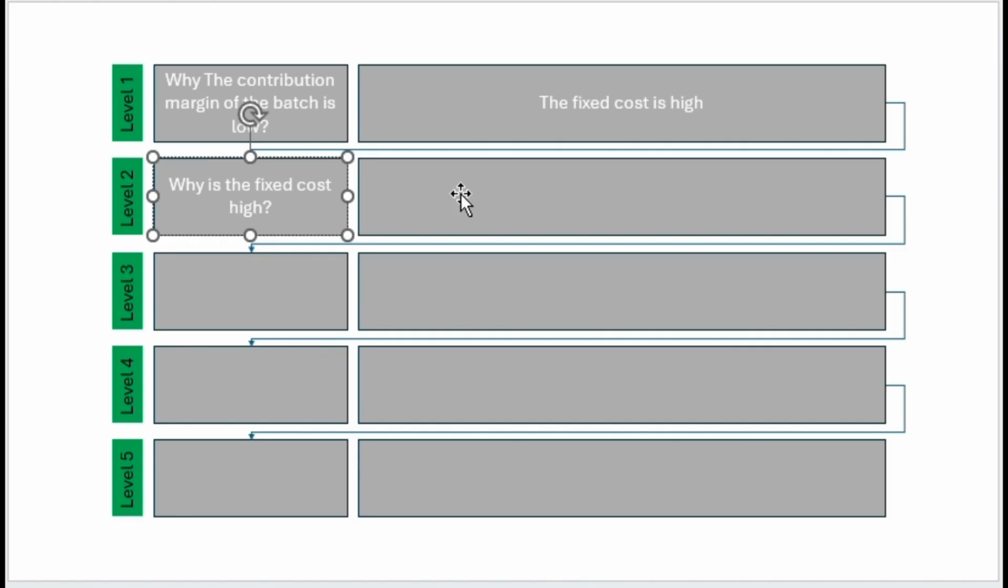And let's say, in a group you evaluate and you see that the waste cost is high, because waste is part of the fixed cost. And you could say the waste disposal is high. Then you ask the question, okay, why is the waste disposal high?